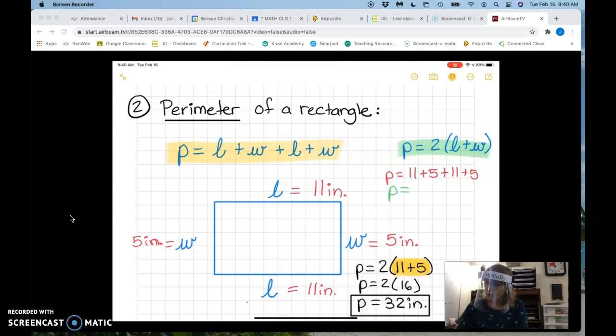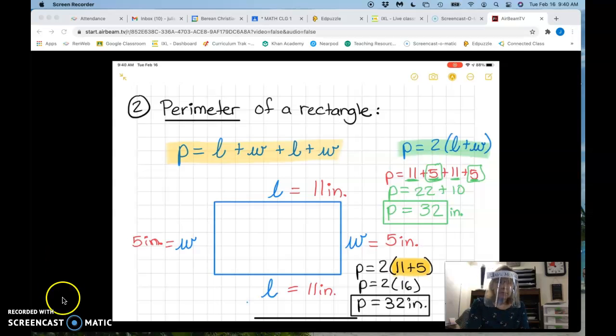So if we add these together, I think I'll add the 11s and the 5s. So what is 11 plus 11? 22. And what is 5 plus 5? 10. And then 22 plus 10? 32. Or you could use your calculator, of course. All right, and so we got the same answer. We used 2 different formulas. We got the same answer because they're the same idea.